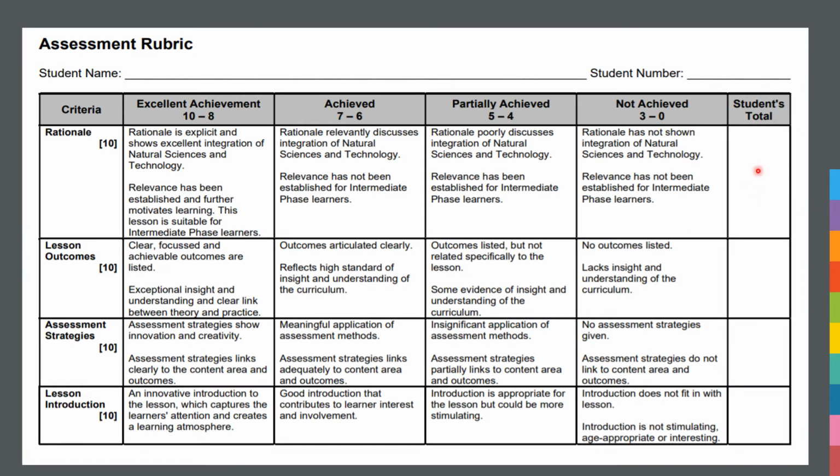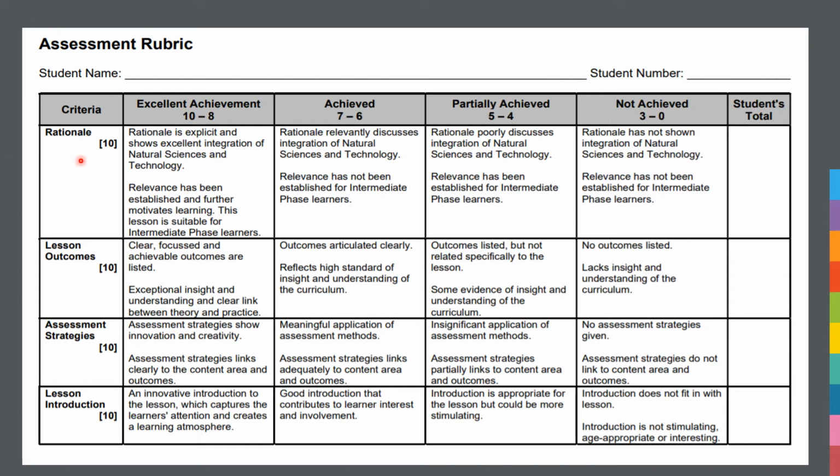So your assessment rubric, this is what we're going to be using to assess the lesson plan that you then provide us with as part of your assignment. So we're looking at the criteria starting here: not achieved, which is between 0 and 3; partially achieved, which is 4 to 5 marks; achieved, which is 6 and 7 marks; and excellent achievement, which is between 8 to 10 marks. The criteria that we're then following: we're looking at the rationale, your lesson outcomes, assessment strategies, and then the lesson introduction. While you are developing your assignment, please make sure that you're working with this rubric, because this is going to guide you for how we are going to then mark your assignment.